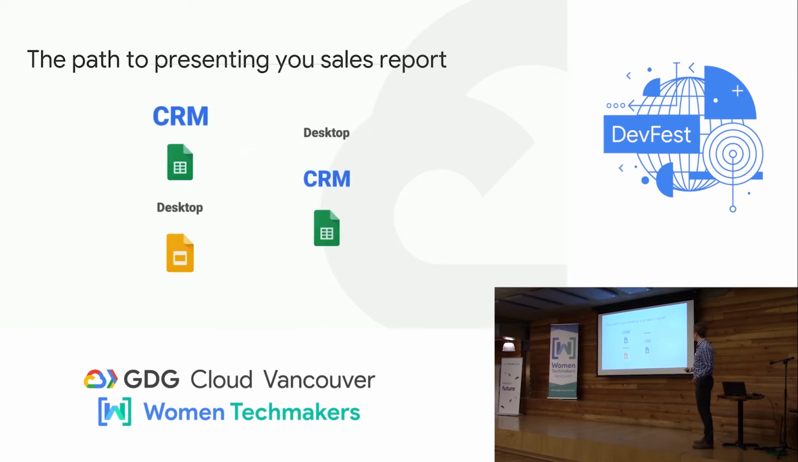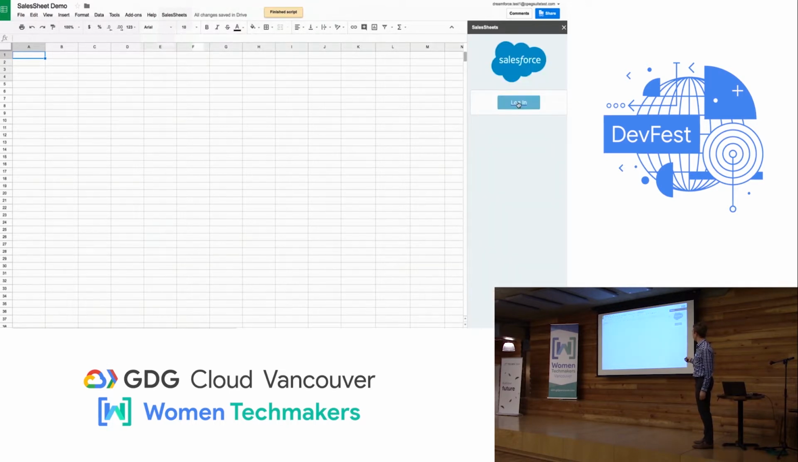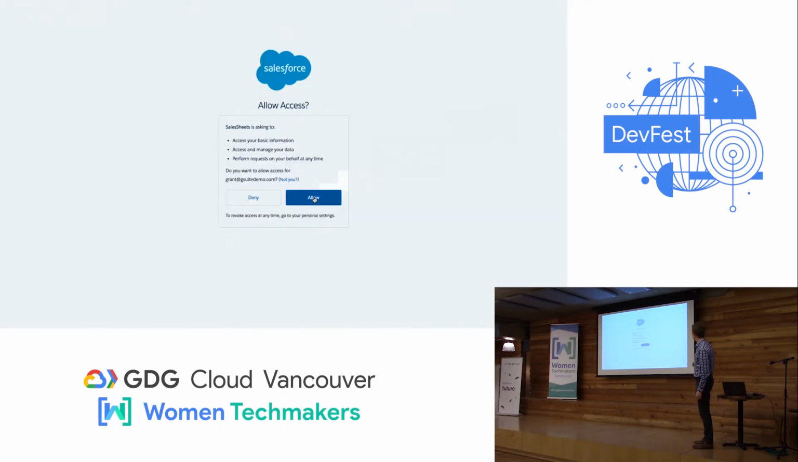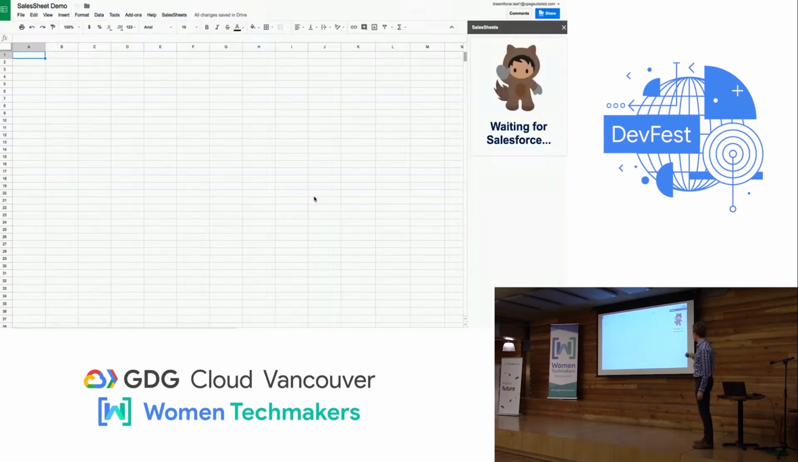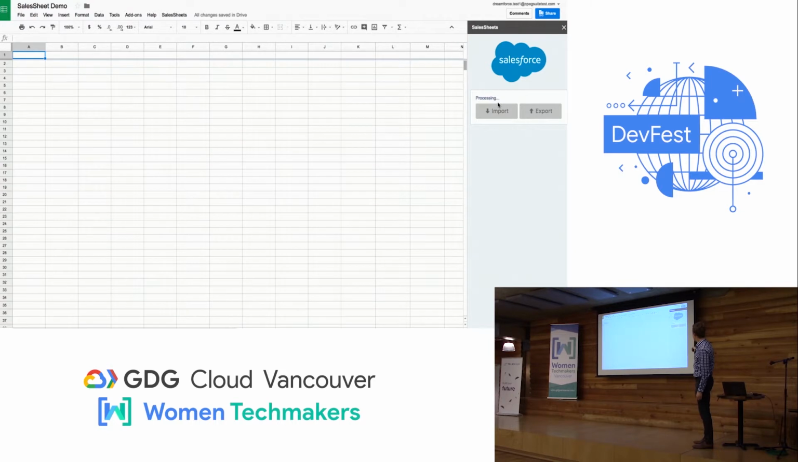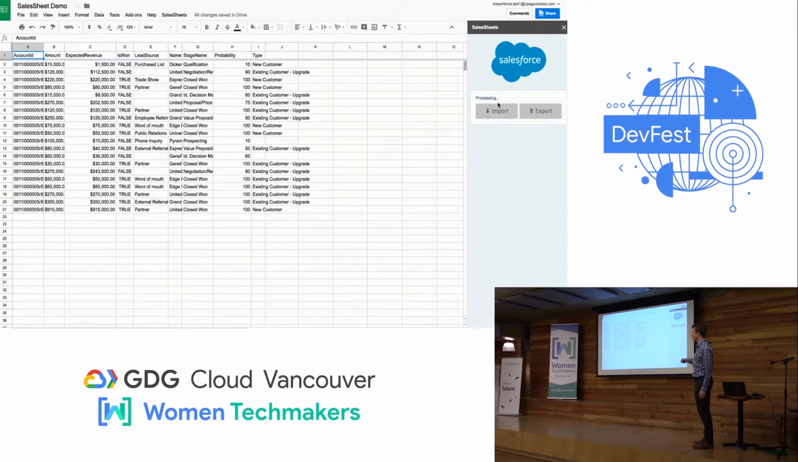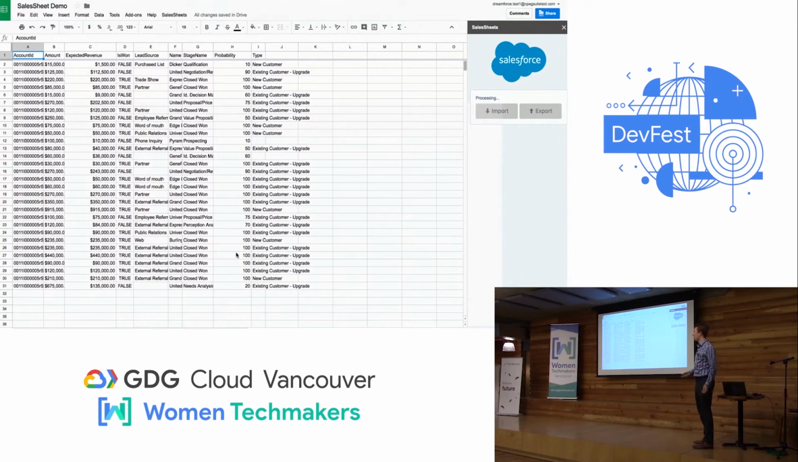Last fall, I built a demo for Dreamforce, Salesforce's conference in San Francisco, that allows you to pull your CRM data into Google Sheets and then present the data in Google Slides. Here's what it looked like. I created a custom button right there, a custom sidebar. And I'm logging in with Salesforce. You saw the Salesforce auth. And here, I press the import button to import the opportunities table from our Salesforce CRM.